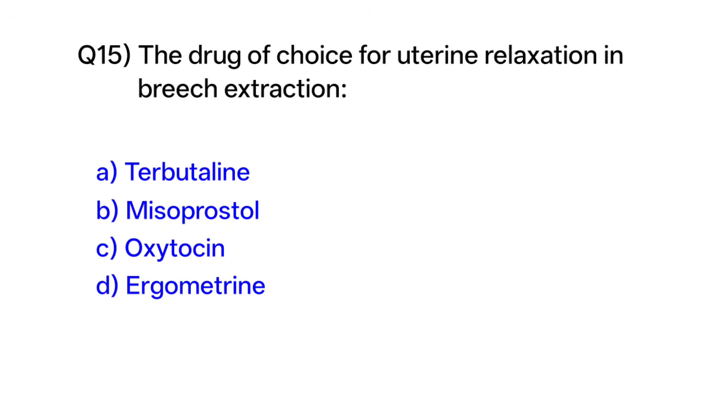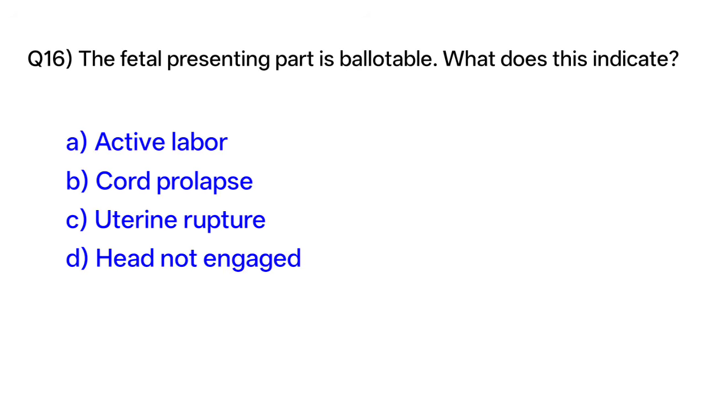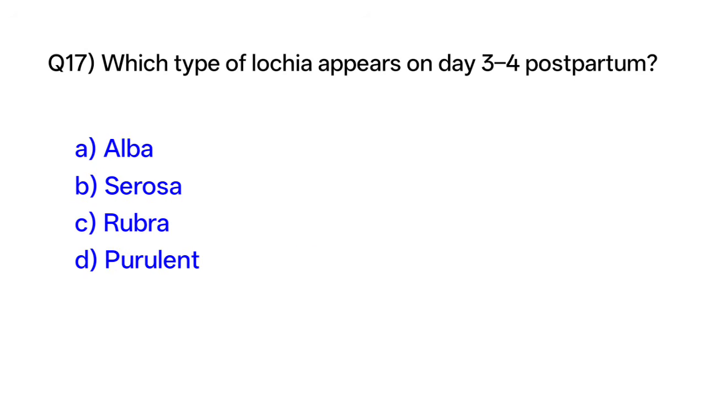Question number 15. The drug of choice for uterine relaxation in breech extraction. The correct option is A. Terbutaline. Question number 16. The fetal presenting part is ballotable. What does this indicate? The correct option is D. Head not engaged. Question number 17. Which type of lochia appears on day 3 postpartum? The correct option is C. Rubra.